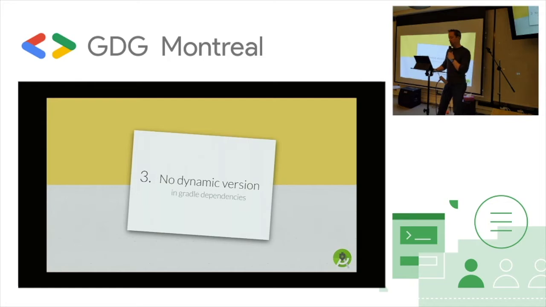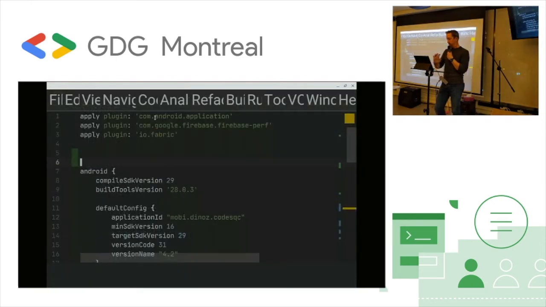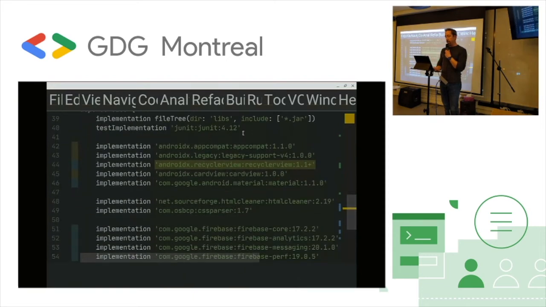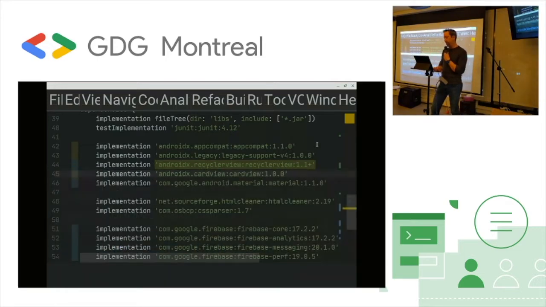Second one, no dynamic version. So in your Gradle dependencies, you add dependencies, and at some point you decide you don't want to look at those, and you put a plus so it updates automatically. There's a nice error message. When you highlight it, it tells you that it can create unreproducible builds. So that's one reason why you should not add pluses here.